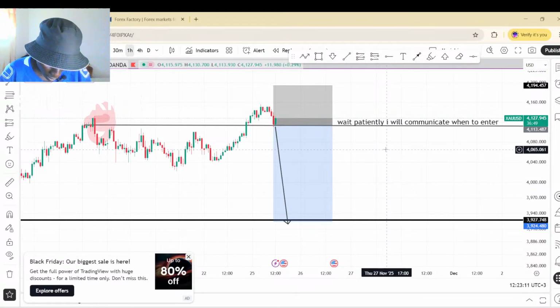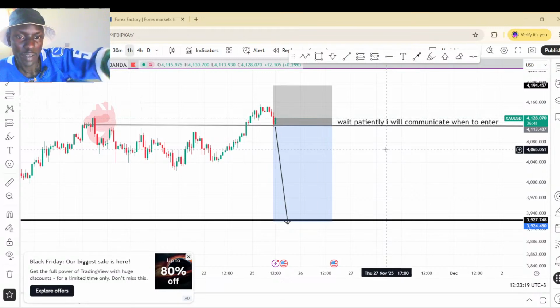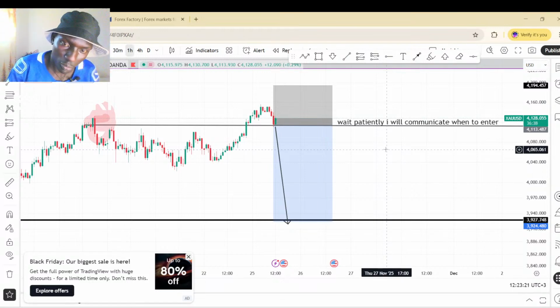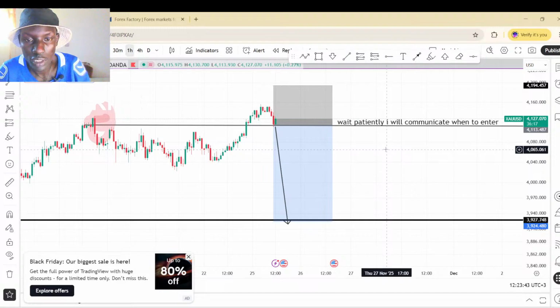Patience pays. Yeah, especially in Forex, it pays a lot. If you rush now and you enter from here, it might first take you out and then it drops again, which is bad. So I don't expect you guys to enter now, because it will take you out fast and then it goes again. Make sure you wait patiently. I'm going to communicate when you enter.